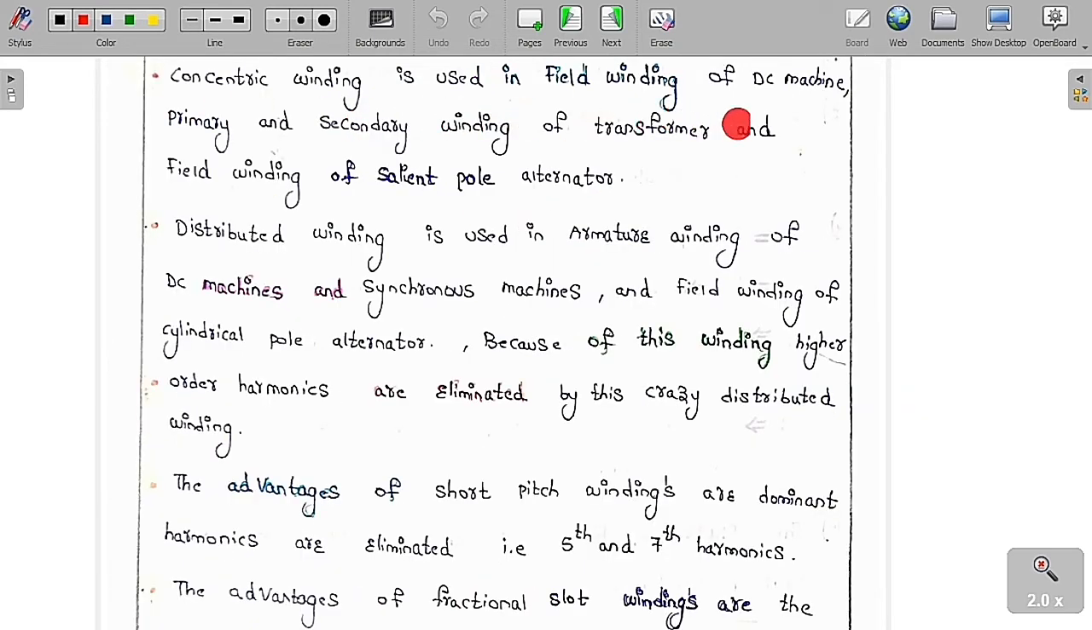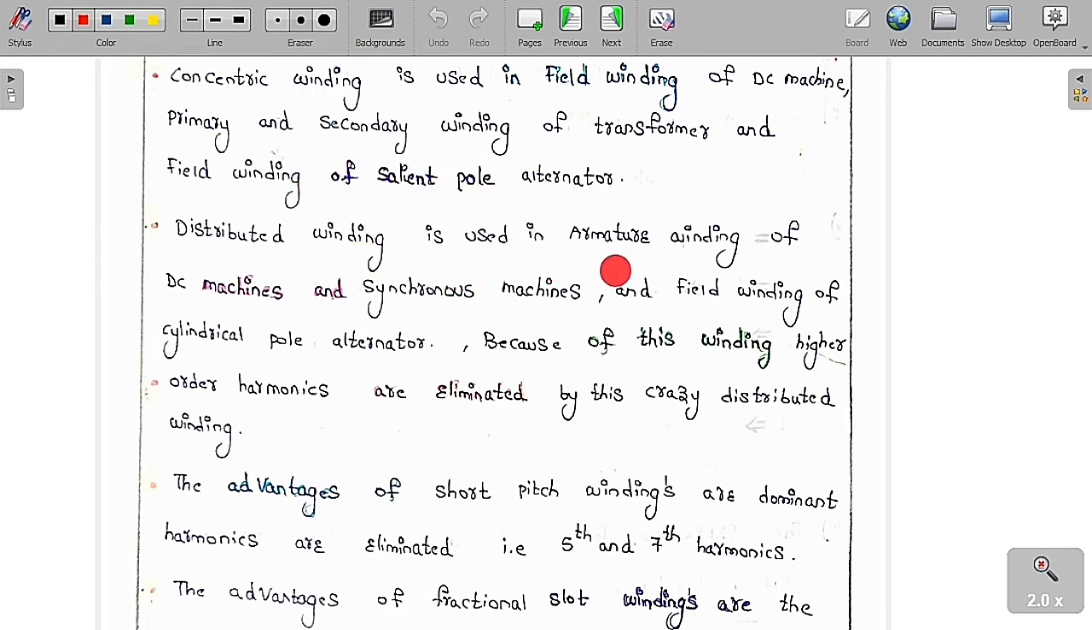Concentric winding is used in the field winding of DC machine, primary and secondary windings of transformer, and field winding of the salient pole alternator. I already told you about concentric winding. Whatever winding you are going to use in the field winding of DC machine, the primary and secondary windings of transformer, and the field winding of the salient pole alternator is always a concentric winding.